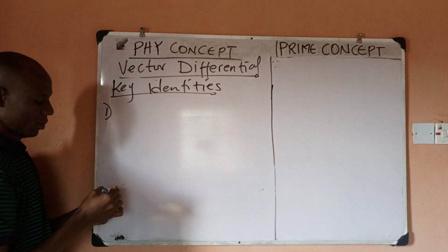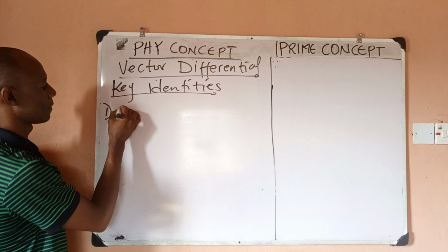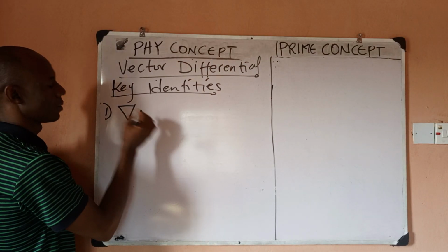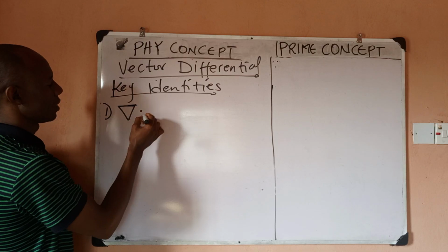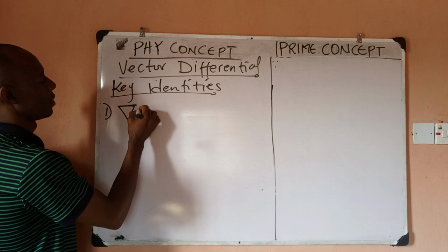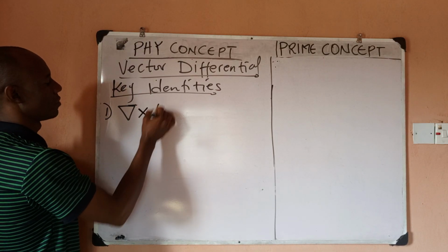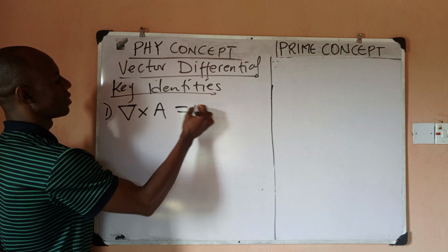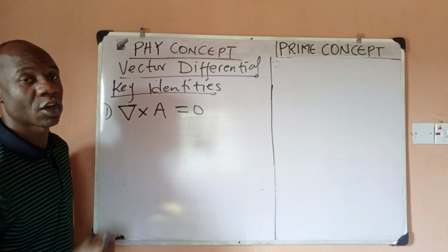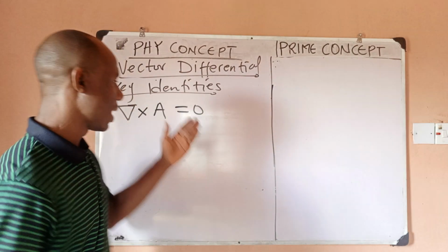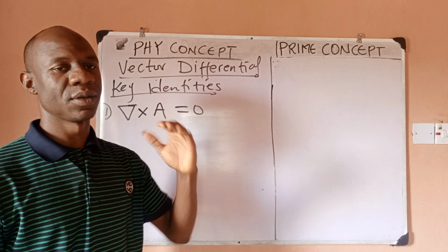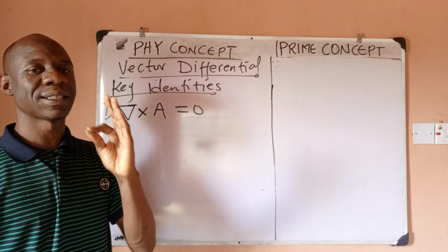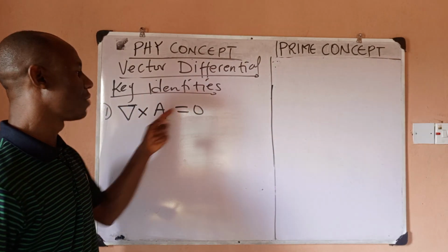Number 1, I want you to know that if you have a vector, and the curl of that vector becomes 0. So if you take the curl of a vector and it gives you the result 0, or you say the curl of the vector vanishes, that is another way they can use that in exam. So say the curl of the vector vanishes.